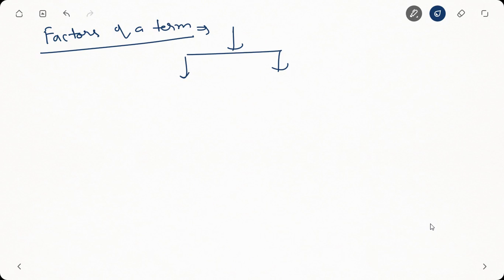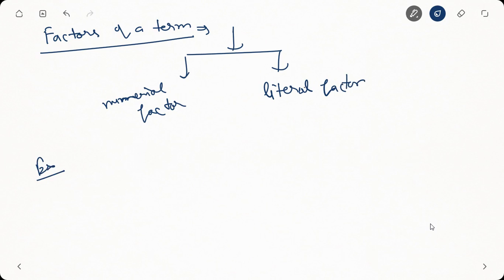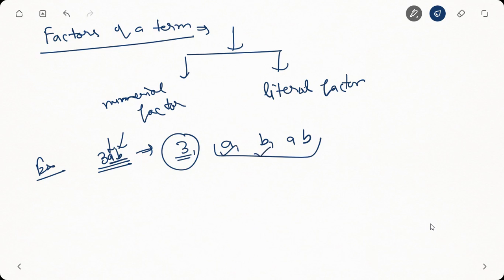Constant factor is called a numerical factor and variable factor is called a literal factor. Say for example, there is an algebraic expression or a term 3ab, so what are all the factors? The numerical factor in this is 3 and the literal factors are a, b and ab. A is also a factor of 3b, b is also a factor of 3a and ab is also a factor of 3, right? So 3 is your numerical factor, and a, b or ab, these are all your literal factors.